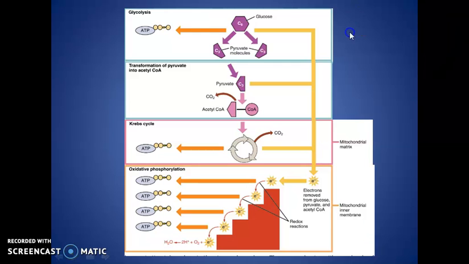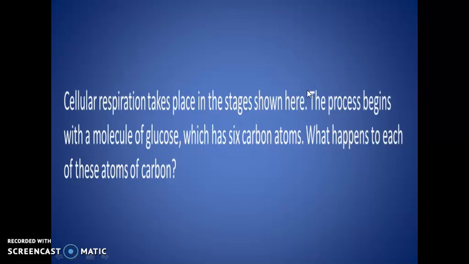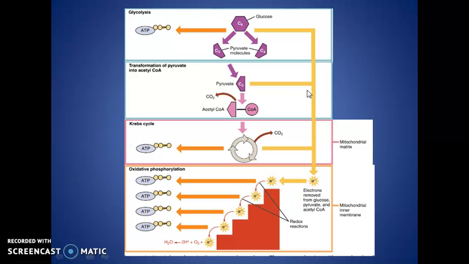So first is glycolysis, this portion. Then the second one, the transformation of the end product of glycolysis, that is pyruvate, to acetyl-CoA. And this acetyl-CoA enters the Krebs cycle. Then from the Krebs cycle, the intermediates are used in the electron transport chain.